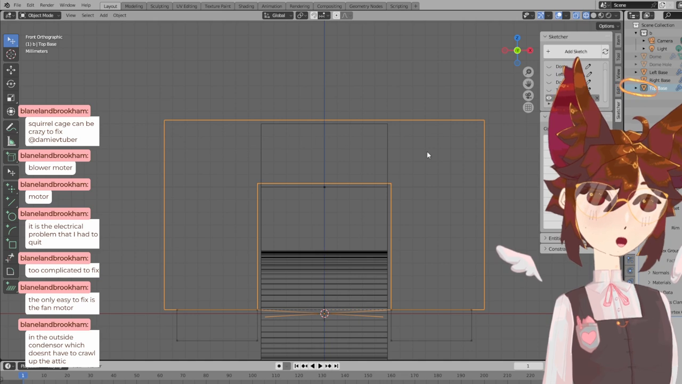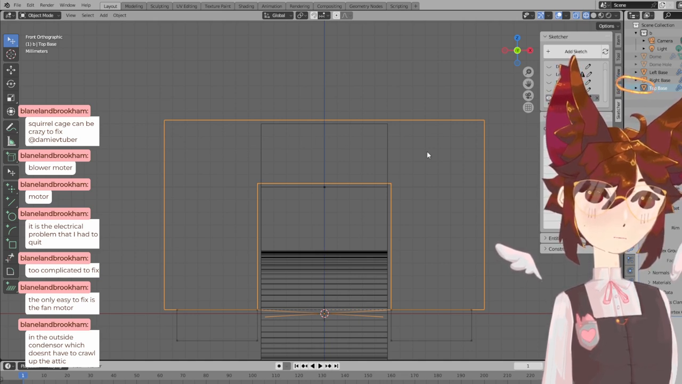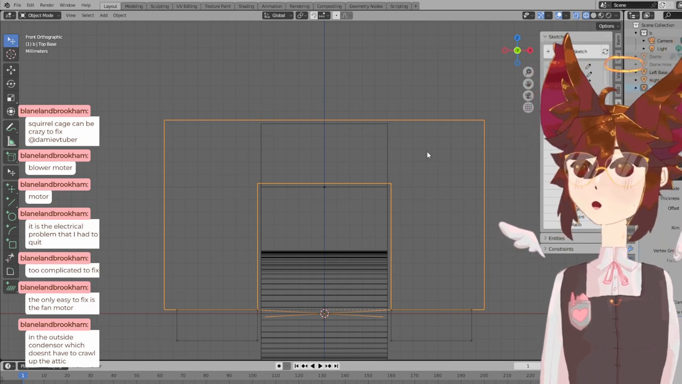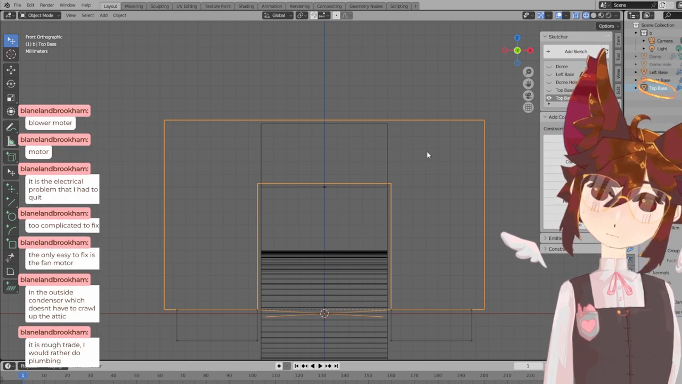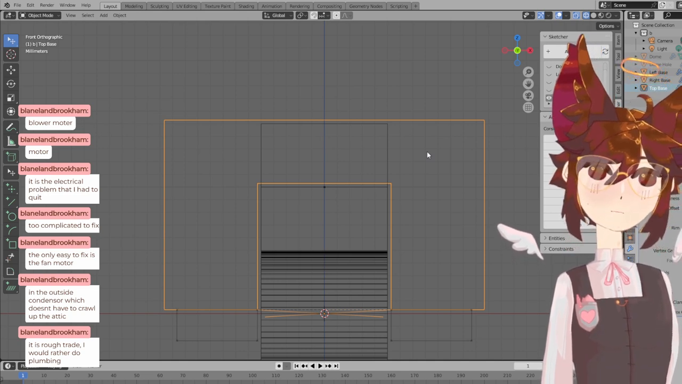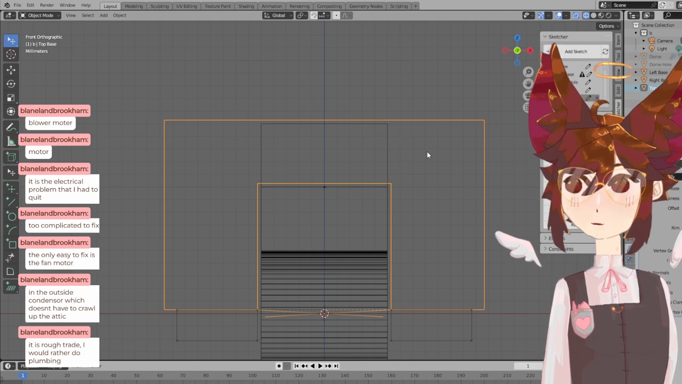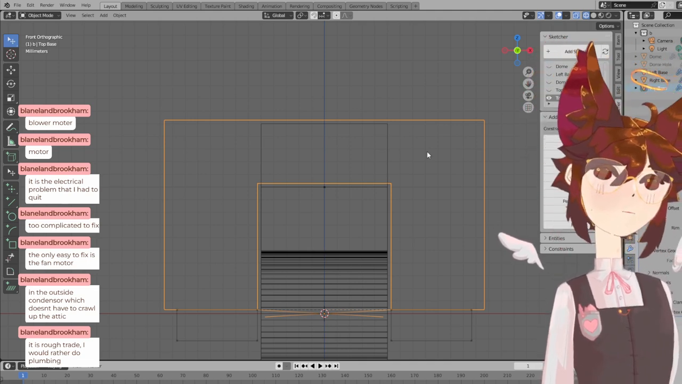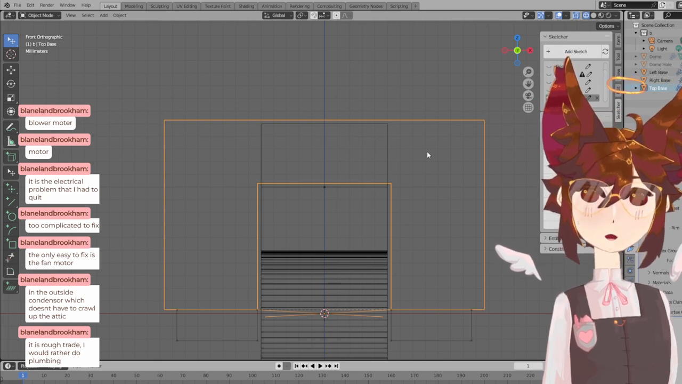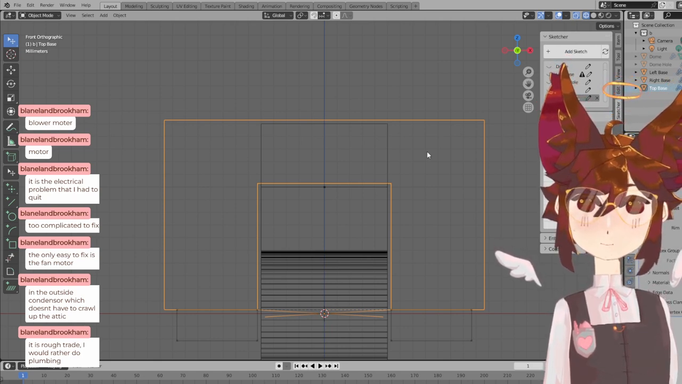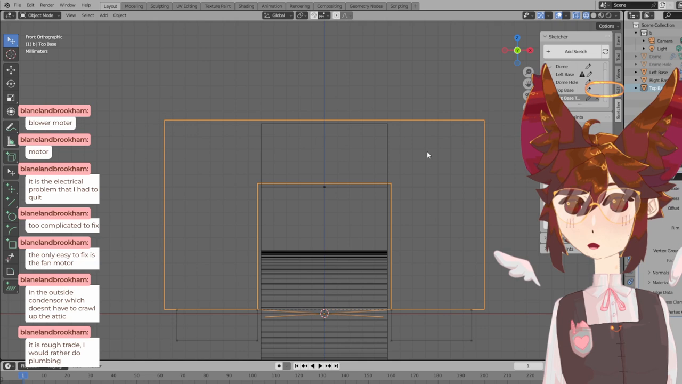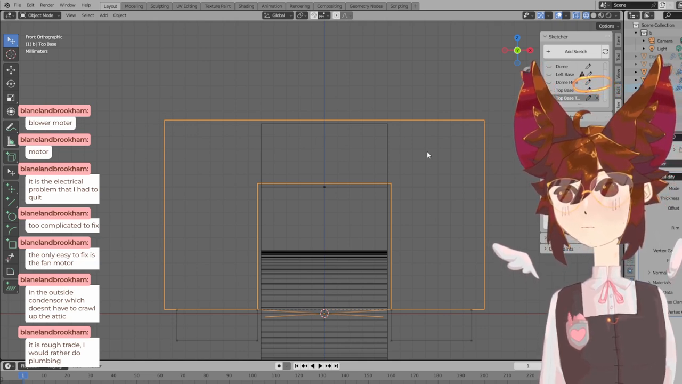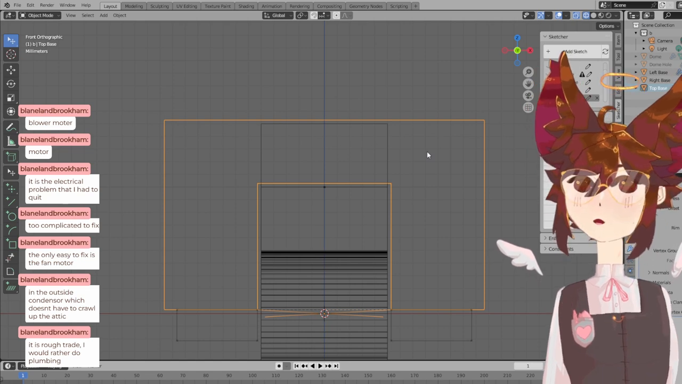Now we're chilling. In the outside, the outside condenser, you don't have to crawl up to the attic? Oh my god, that's crazy. So you were installing HVAC stuff in homes? A tough trade, I would rather do plumbing. Yeah. I've seen people install HVAC stuff at home, like in-ceiling air conditioning and stuff. I would rather design systems that are going to be put in while the building is being built than install systems for homeowners or do home stuff, you know?